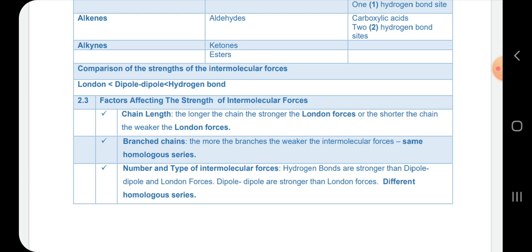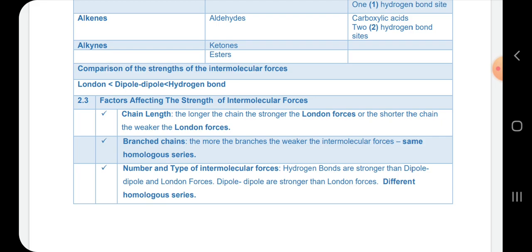Yeah. So dipole forces are weaker than hydrogen bonds, okay? So it's London forces, and then comes dipole forces, a bit stronger. London are weak, dipole are a bit stronger, medium. Hydrogen bonds are the strongest.